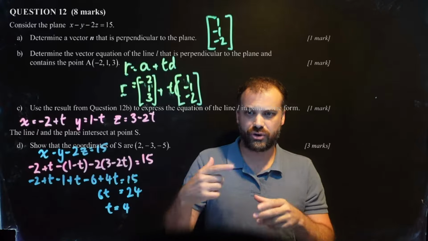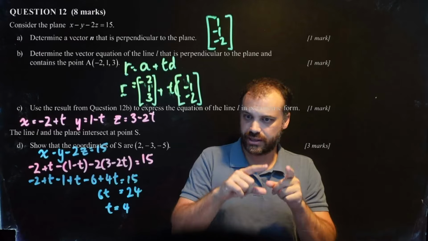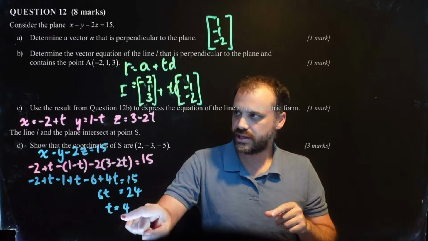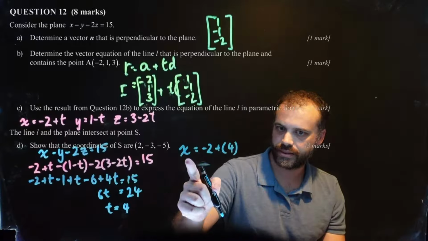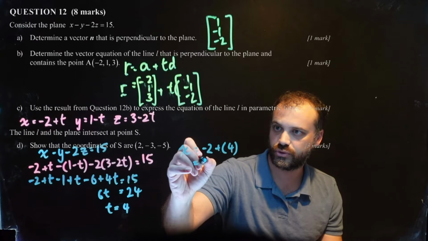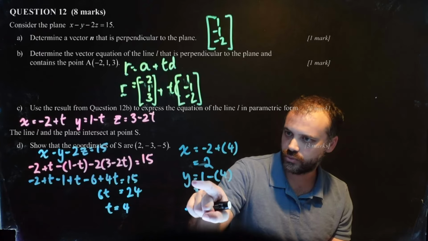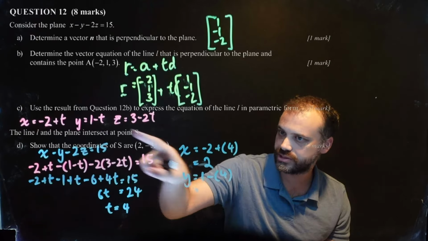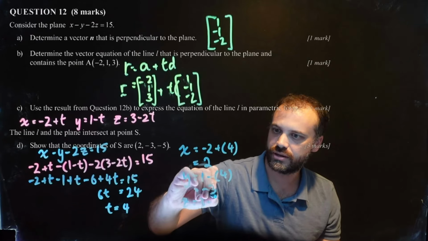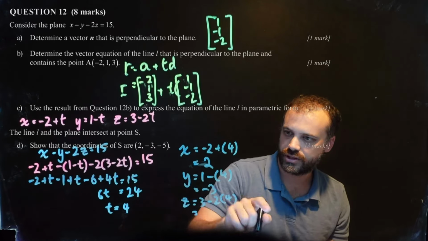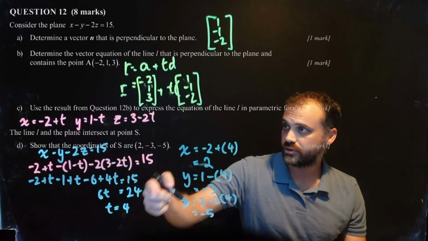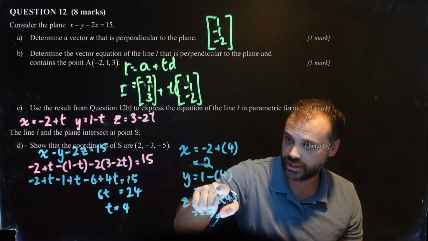Now, we can't really put a time into our plane formula, but we can put a time into our line formula. So if we sub t equals 4 into here, x equals -2 plus t, which is 4 here. So -2 plus 4 is 2. Doing it again for y equals 1 minus t, t is 4, so -3. And doing it one more time for z, 3 minus 2 times 4, 3 minus 8, -5. At time 4, the coordinates of our line are 2, -3, -5.